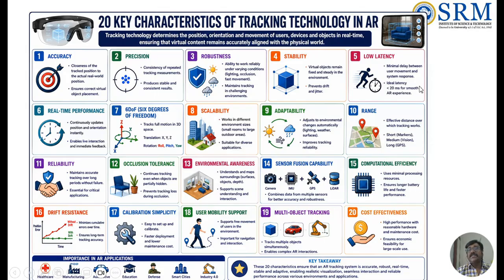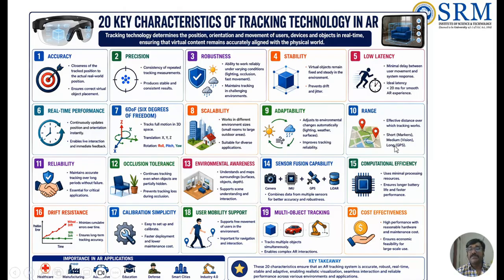Low latency: minimal delay between the user movement and the system response. The ideal latency is less than 20 milliseconds for a smooth AR experience. Real-time performance: continuous updates of position and direction instantly, enabling live interaction and immediate feedback. Degrees of freedom: tracks the full motion in 3-dimensional space along the X, Y, and Z axes in translation, and rotation: pitch, roll, and yaw. Scalability: works in different environment sizes, from small rooms to larger outdoor areas, suitable for diverse applications. Adaptability: adjusts to environmental changes automatically, like lighting, weather, and surfaces.